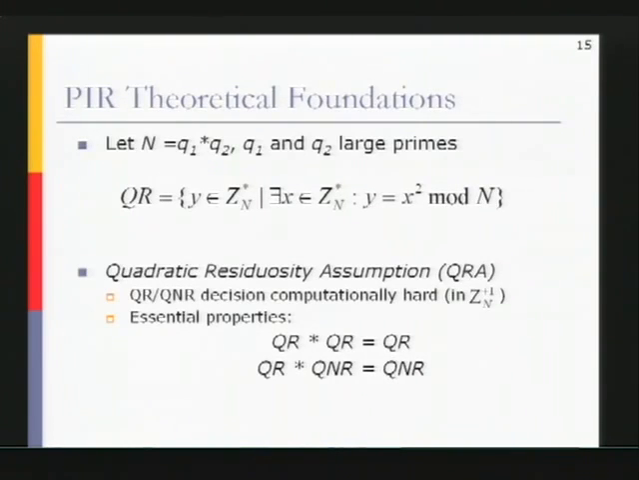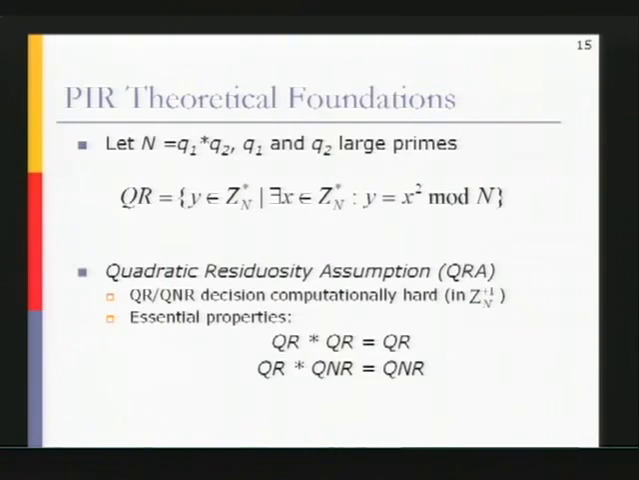Based on this definition, we can define the complement, which is the QNR set: the numbers which are not in this set, which are not quadratic residues and are quadratic non-residues. The quadratic residuosity assumption, QRA, states that it is computationally hard to decide whether a given number with n bits is a QR or a QNR if the factorization of n is not known, and the number is situated in the set Zn plus 1. This is a restriction of the set Zn. I will not go into details because we don't really need them.